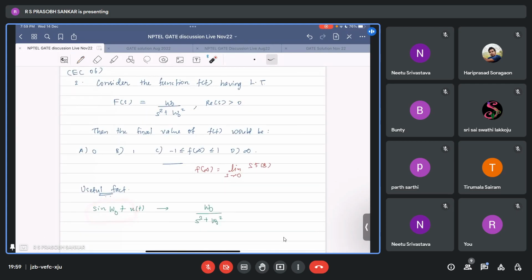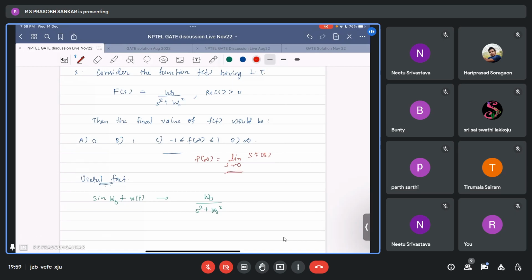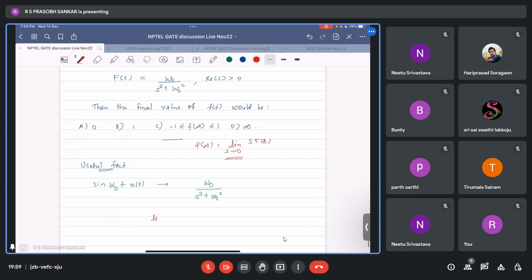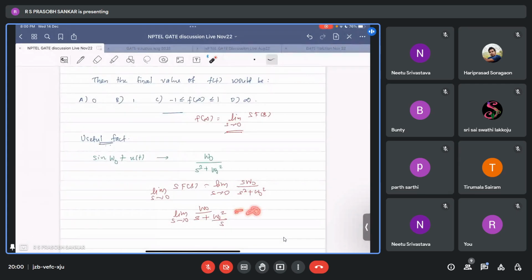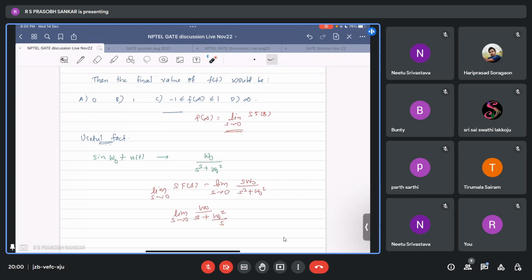If you see here, sine omega naught t has the Laplace transform omega naught by (s square plus omega naught square). Now, if we evaluate this, the limit of s going to 0 of s f of s is the limit of s going to 0 of s omega naught by (s square plus omega naught square). This s will get cancelled out, right? That is problematic, this will go to infinity, 1 by 0. So we might get the value infinity. So D is the answer.